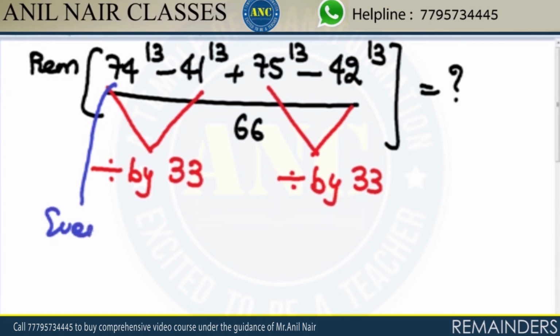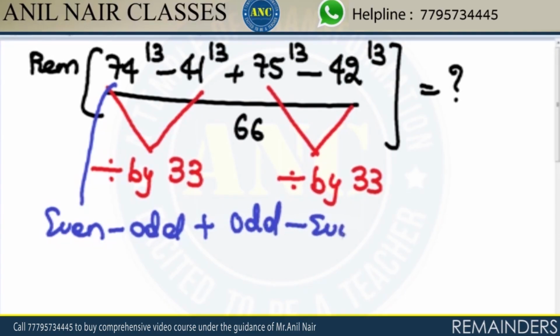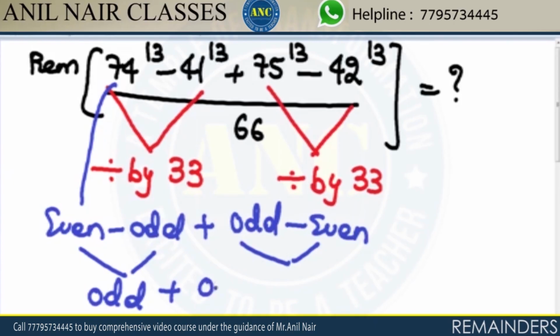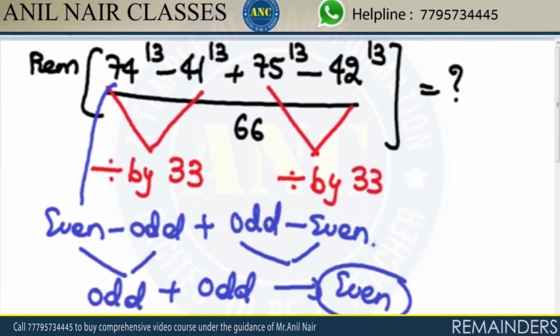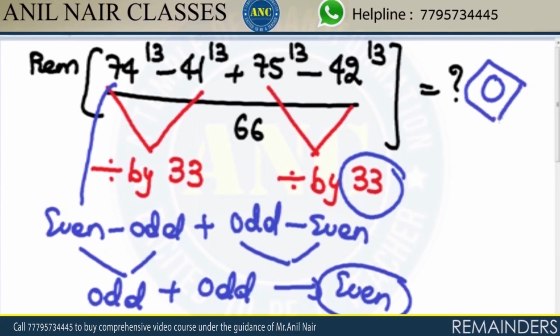74 is even. Even power any number is even. 41 is odd. Odd power any number is odd. 75 is odd. Odd power any number is odd. 42 is even. Even power any number is even. Even minus odd is odd. Odd minus even is odd. What is odd plus odd? Odd plus odd is even. That means the numerator is divisible by an even number, and divisible by 33. It means it is divisible by 66.